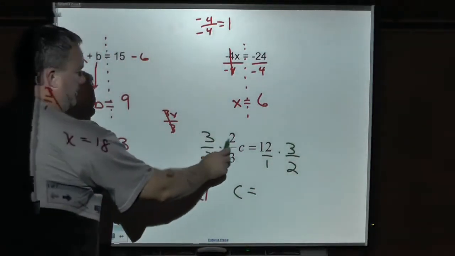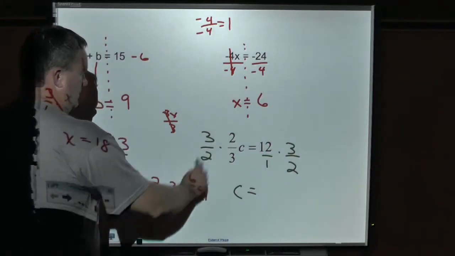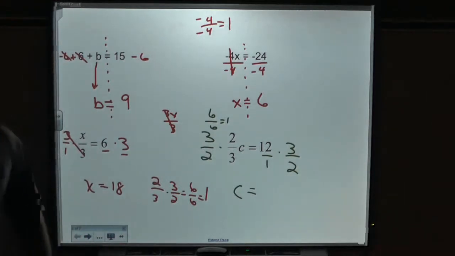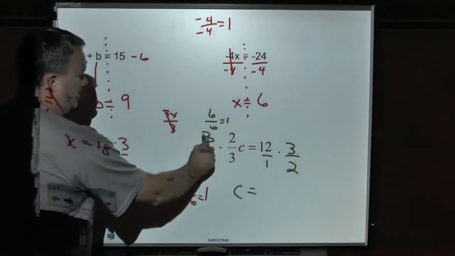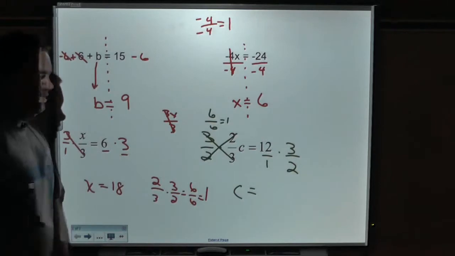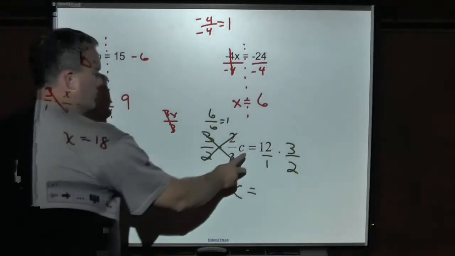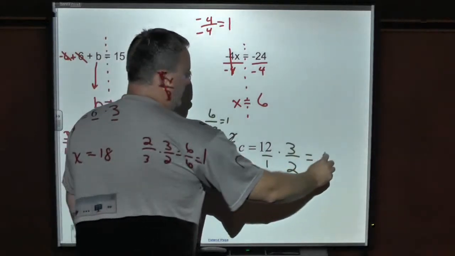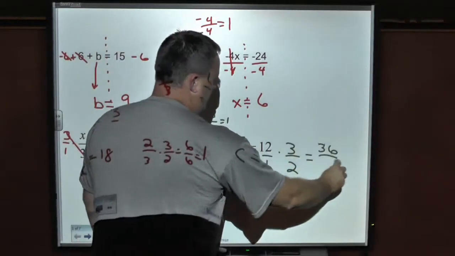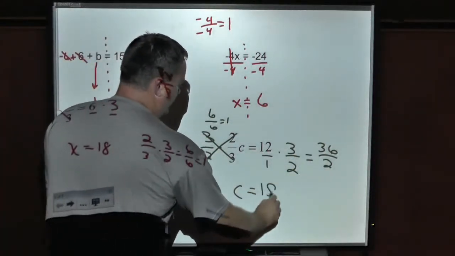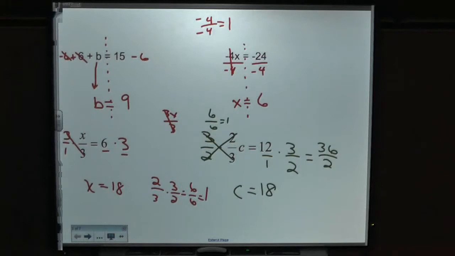So as we go through, 3 times 2 is 6. 2 times 3 is 6. And that gives us the 1c we want. Or you can divide diagonally. 3 divided by 3 is 1. 2 divided by 2 is 1. So we get 1c. Over here, multiplying across, 12 times 3, 36. 1 times 2 is 2. 36 divided by 2 is 18. There you go. So those are 4 examples of one-step equations.